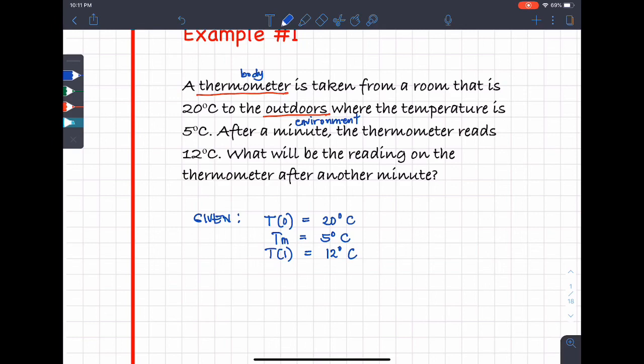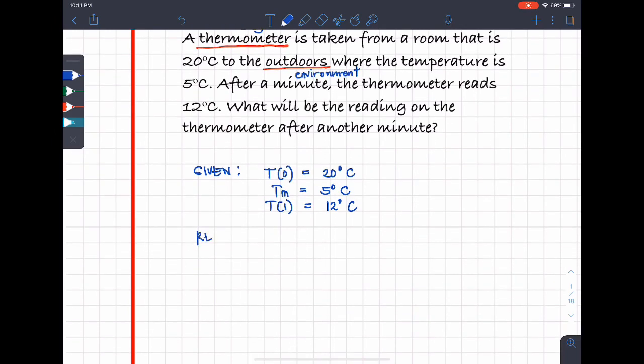And then we are asked to determine what would be the reading, or what would be the temperature of the thermometer, after another minute. That is another minute, which is plus 1 minute from the original time that elapsed. Therefore, that would be similar to after 2 minutes. So that is what we will be finding. What would be the temperature after 2 minutes?